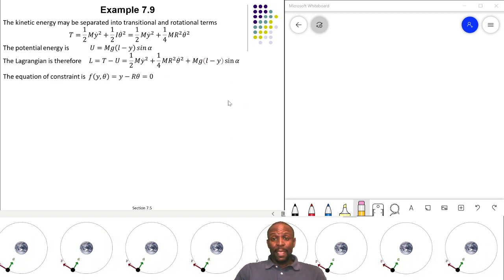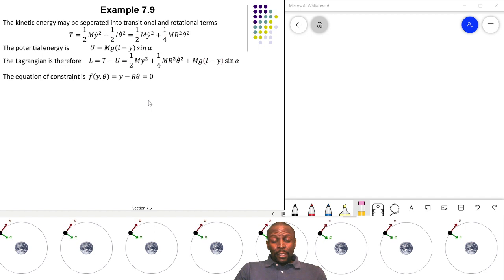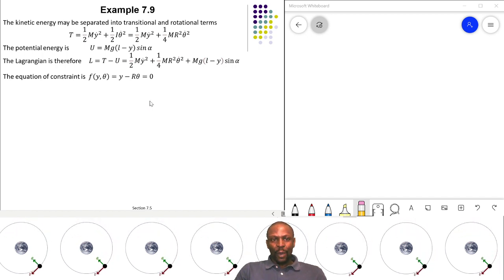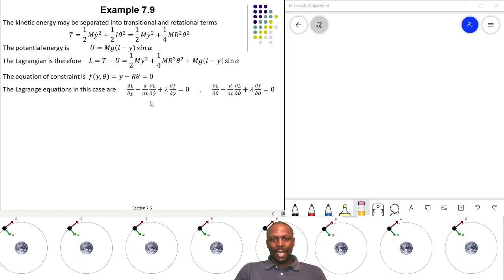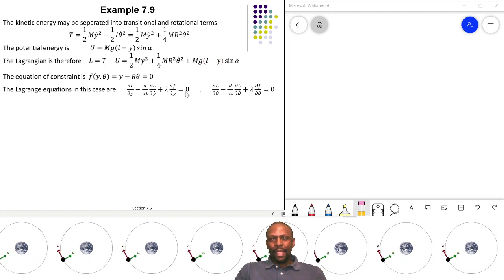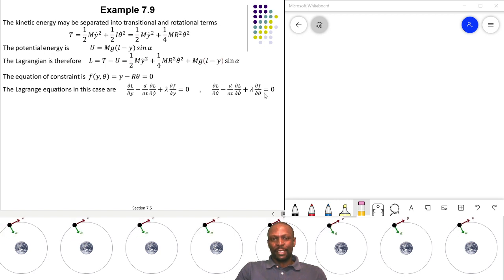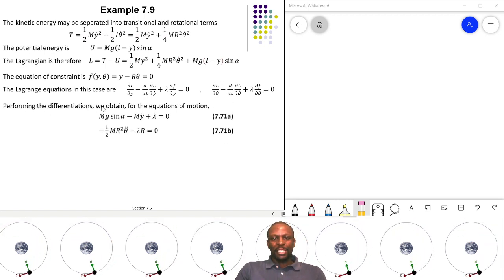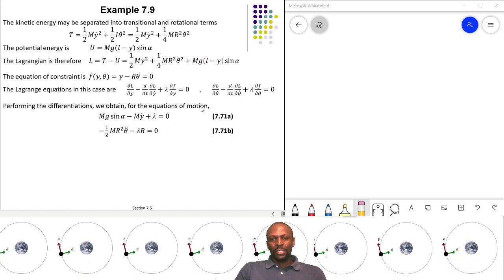Now after having that, we know that the equation of constraint is nothing else but just y minus r theta, which is equal to zero. Now in terms of the Lagrangian equations, in terms of y, we are just going to have this. And in terms of theta, we are just going to have this. So now, for performing the differentiation, we obtain the equation of motion.